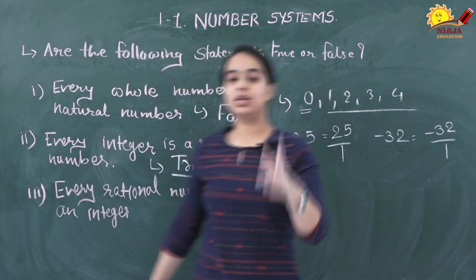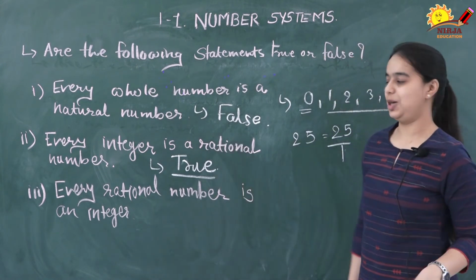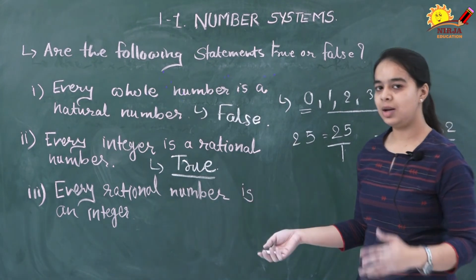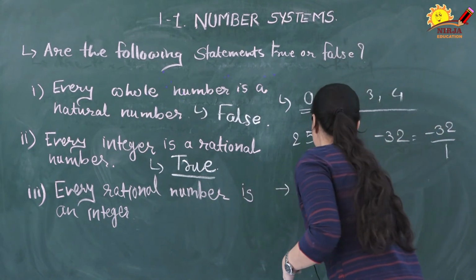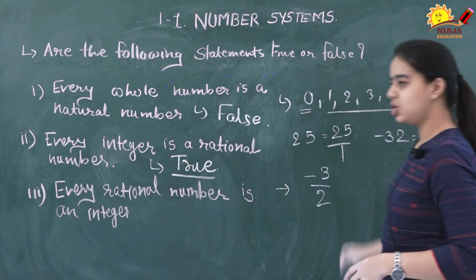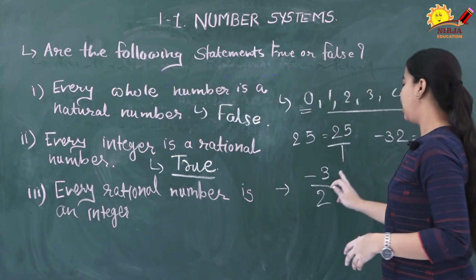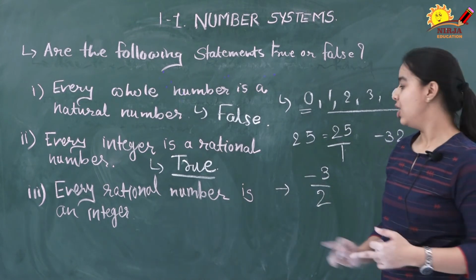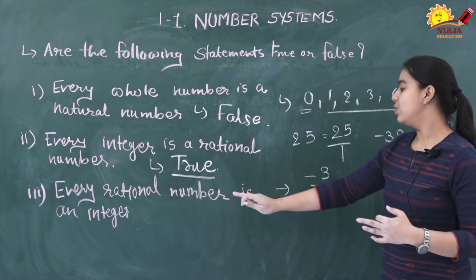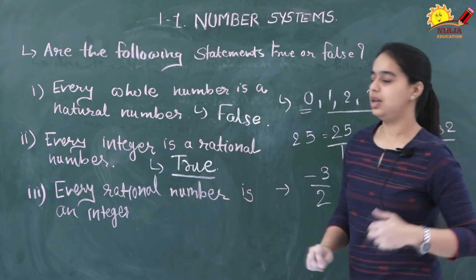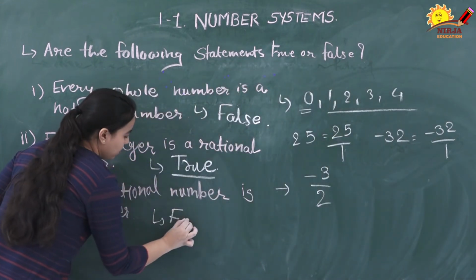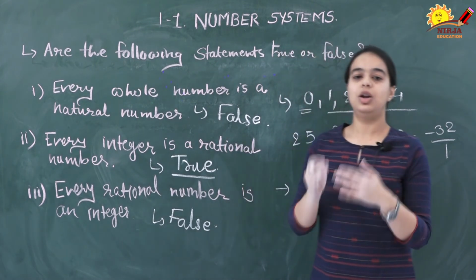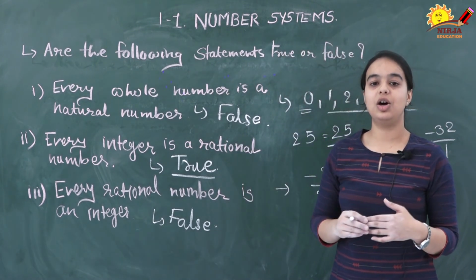True. Now let's come to the third and last statement. Every rational number is an integer. What is a rational number? You all know very well. I am writing minus 3 by 2. This is a rational number, right? So we cannot call minus 3 by 2 an integer, right? So here this statement is wrong. Every rational number is not an integer. So this is false.